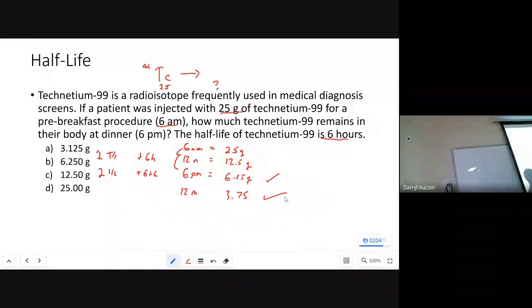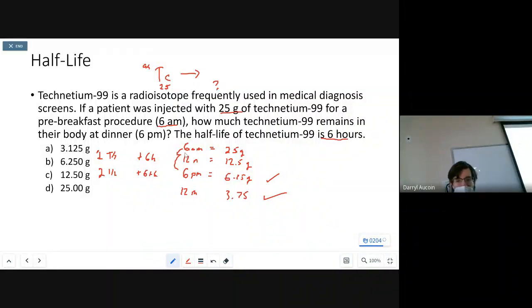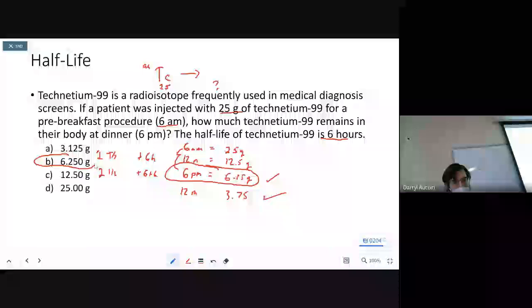But this question wasn't asking at midnight. This question was asking what it's like at 6 p.m. So at 6 p.m., we calculated 6.25. Go to our little multiple choice questionnaire there, and there was one option, option B, that matched that answer.